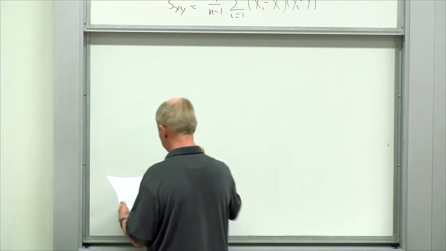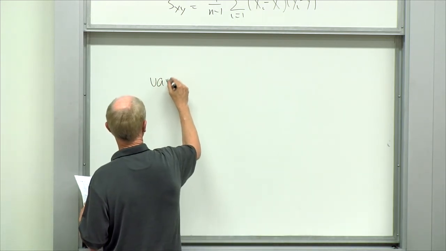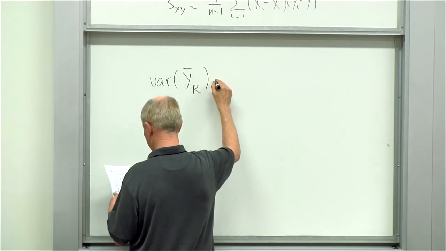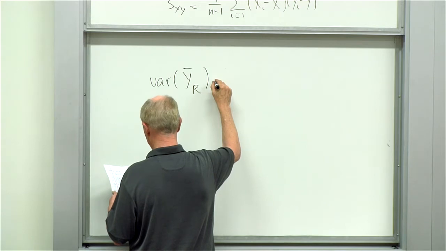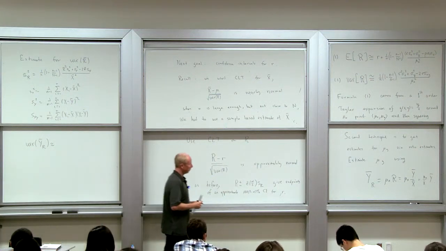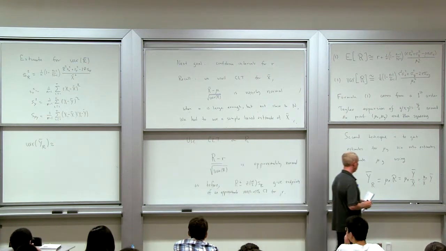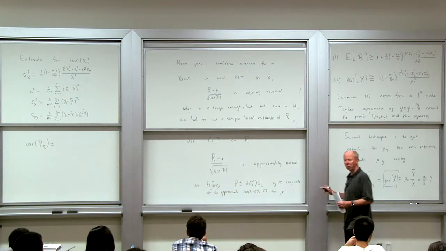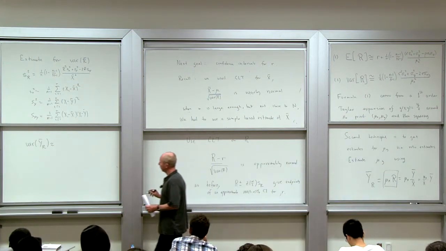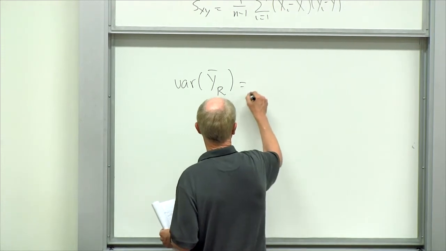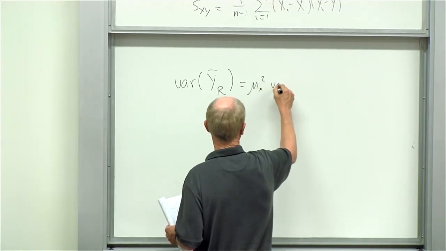So the variance of y bar R would be approximately what? Well, it's just mu x times the variance of R. I'm sorry, mu x squared times the variance of R. Well, it would be exactly equal to mu x squared times the variance of R.